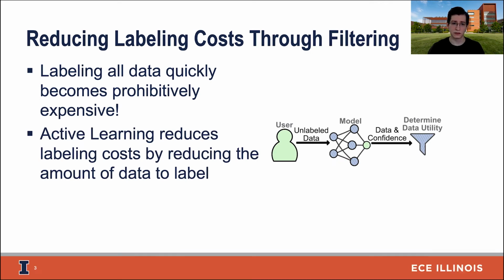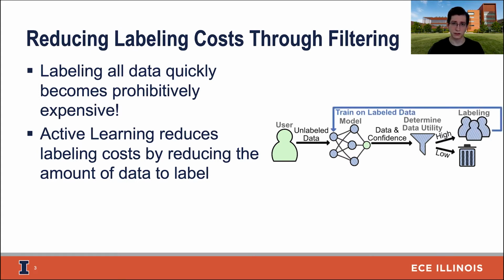The output of the model is first used to algorithmically decide whether each input has high or low utility. Inputs which are considered less useful to the model are not labeled or used during retraining. Only those inputs which are considered high utility are labeled and then used for retraining.